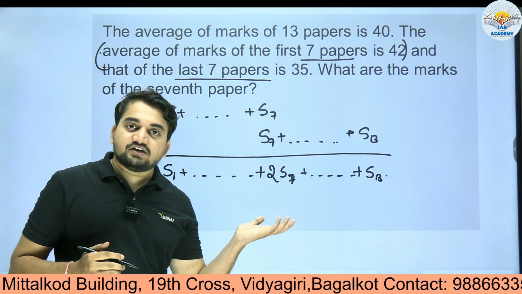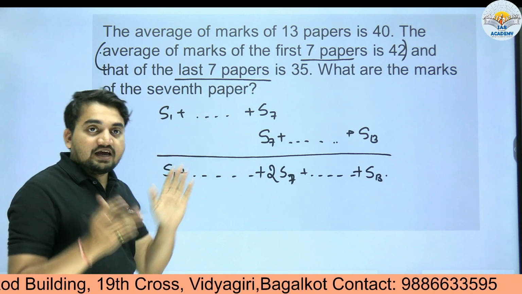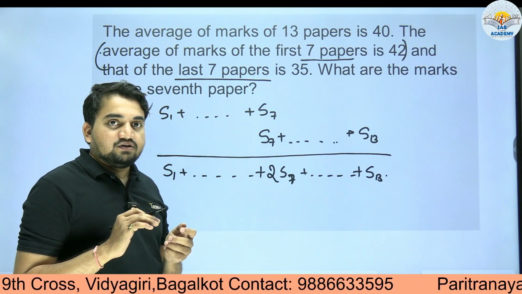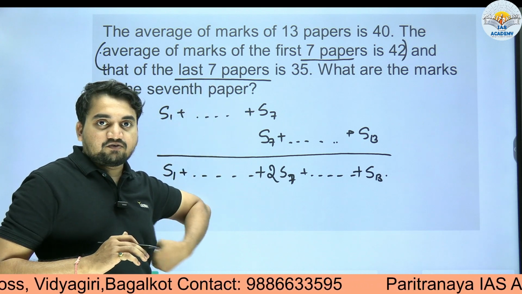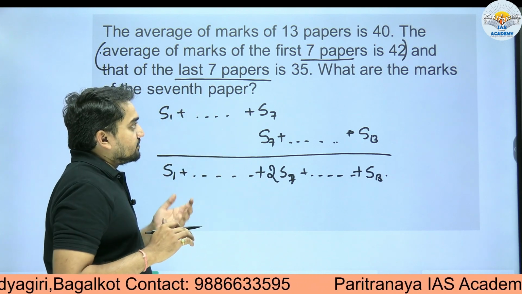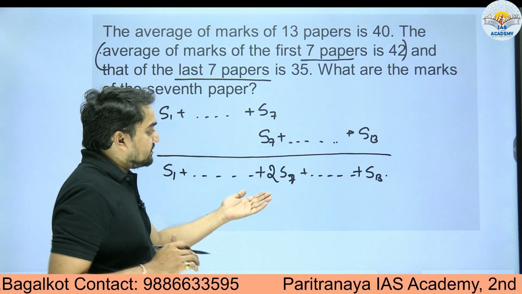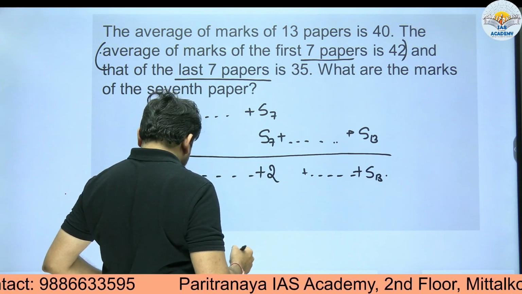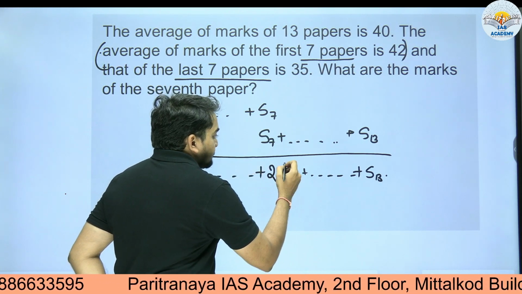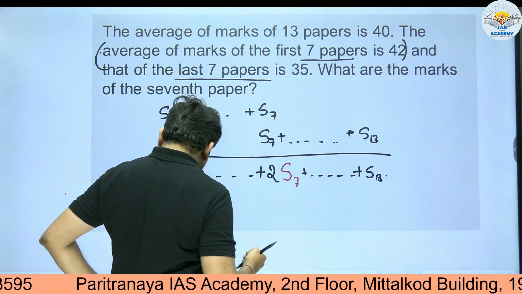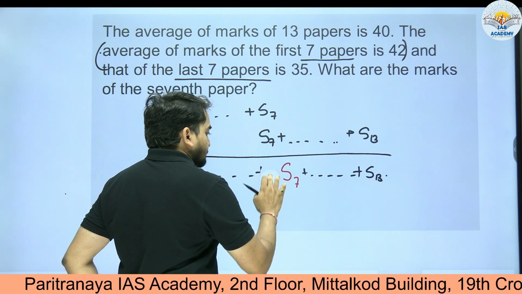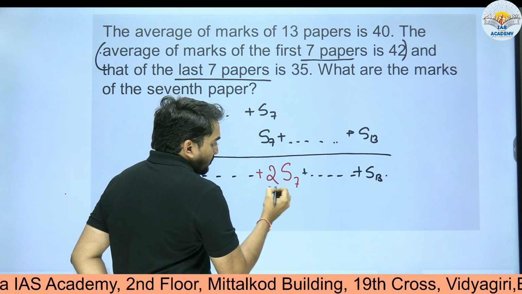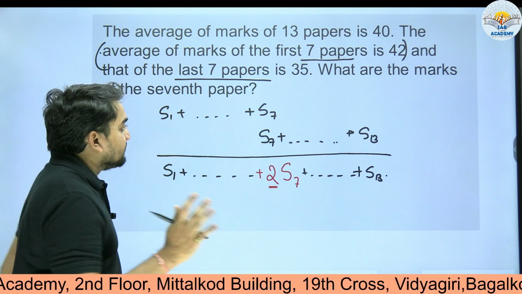I hope you are understanding why I am doing this, because unlike the previous question, S3 was not given. There they asked to find the S3 value of the given set of numbers, but in this case they have repeated S7. We have twice S7. For that, what will we do?